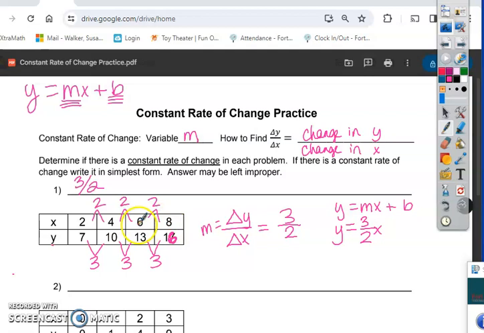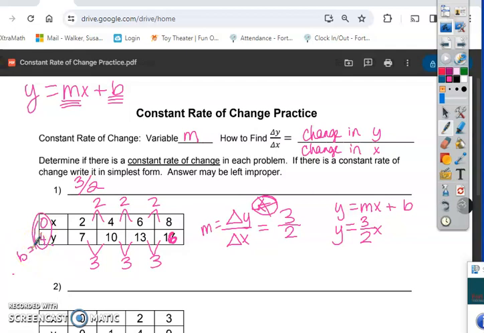8, 6, 4, 2. If I follow this backwards, subtracting 2 each time, I would get 0. Now, if I follow this pattern, I'm subtracting 3 each time. So 7 minus 3, I would get 4. Okay? So this is not 0, 0. So this is not proportional. It is not K this time. Okay? It's not K. But I do now have B.